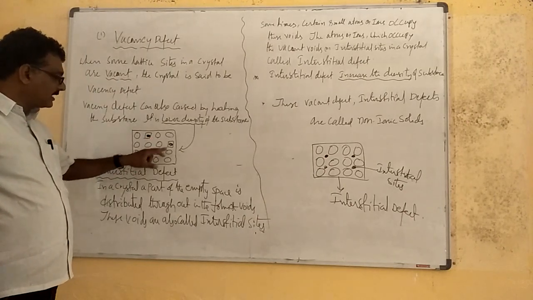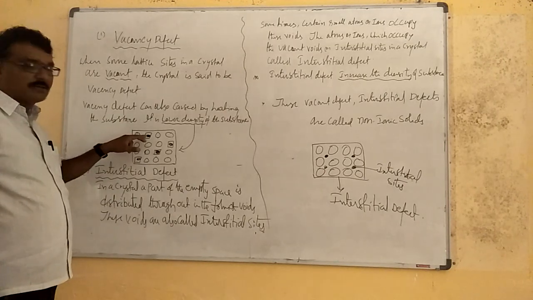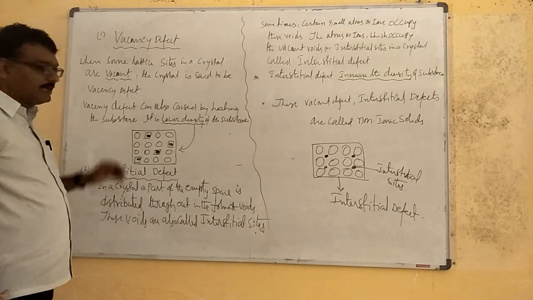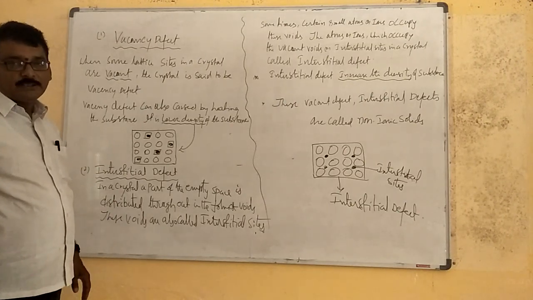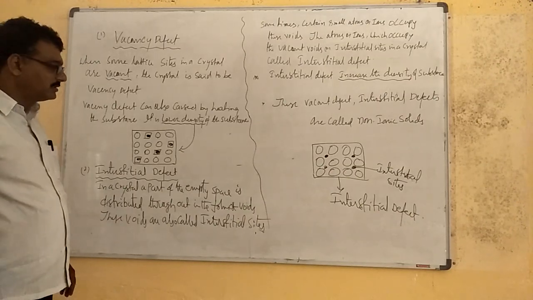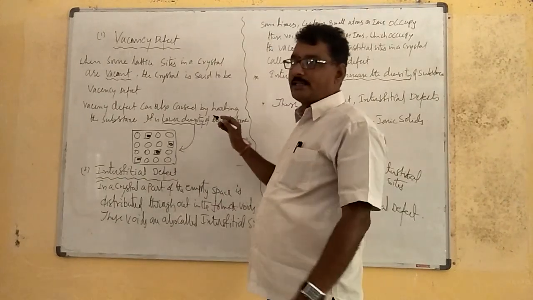Now these atoms are arranged in a regular manner, and in between, some vacant site is there. So that is called a vacancy defect. In a vacancy defect, generally the density of the substance decreases.